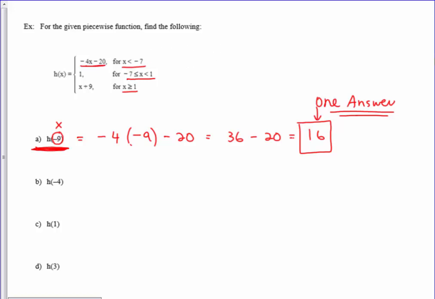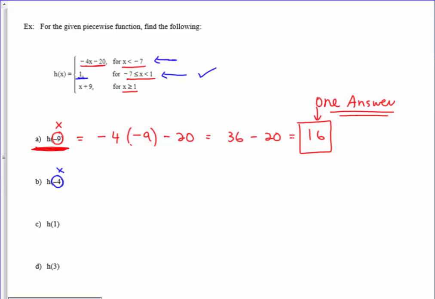Let's go down to the second part. So in this one, we have an x value of -4. Look and see which piece -4 falls into. Is -4 less than -7? No. Is -4 in between -7 and 1? Yes. And so that would mean I want to use this function.